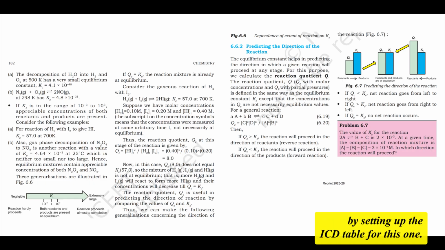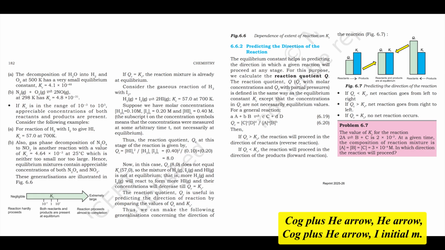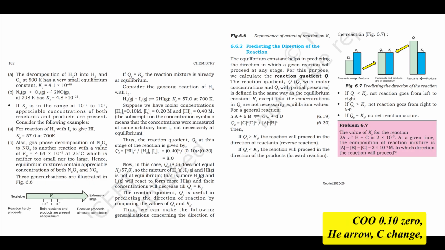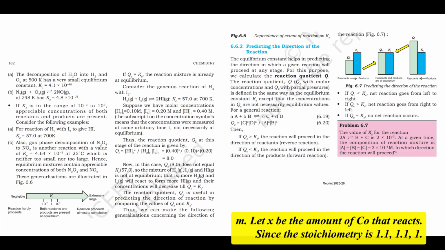Okay, I definitely start by setting up the ICE table for this one. Let's do it together. Equation: CO(g) + H2O(g) ⇌ CO2(g) + H2(g). Initial concentrations: CO 0.10, H2O 0.10, CO2 0, H2 0. Change: let X be the amount of CO that reacts.